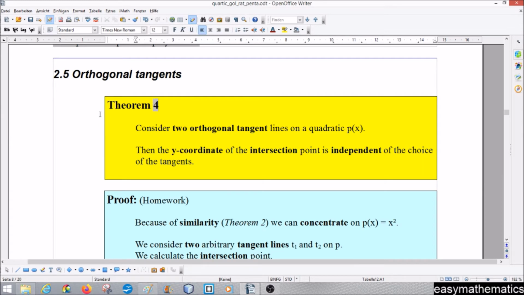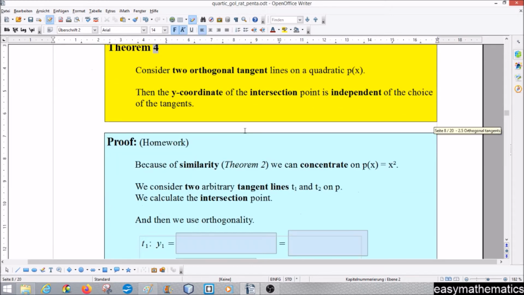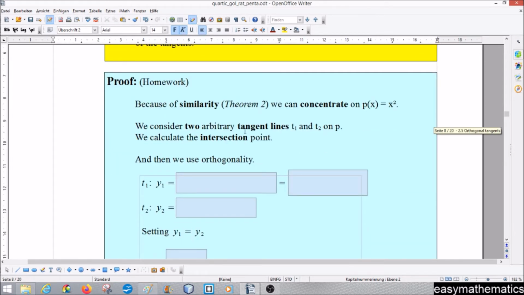The next point I want to talk about is orthogonal tangents. So we consider two orthogonal tangent lines on a quadratic p of x. Okay, then the y-coordinate of the intersection point of these two orthogonal tangents is independent of the choice of the tangents. So in other words, the y-coordinate is constant. Okay, so we prove it.